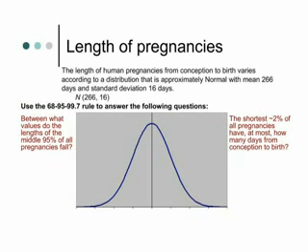Let's apply the 68, 95, 99.7 rule to a specific scenario. The length of human pregnancies from conception to birth varies according to a distribution that is approximately normal, with a mean of 266 and a standard deviation of 16 days. This notation here says n for normal, and then the mean is listed first, comma, the standard deviation. This is a standard set of shorthand for discussing the shape of a curve.